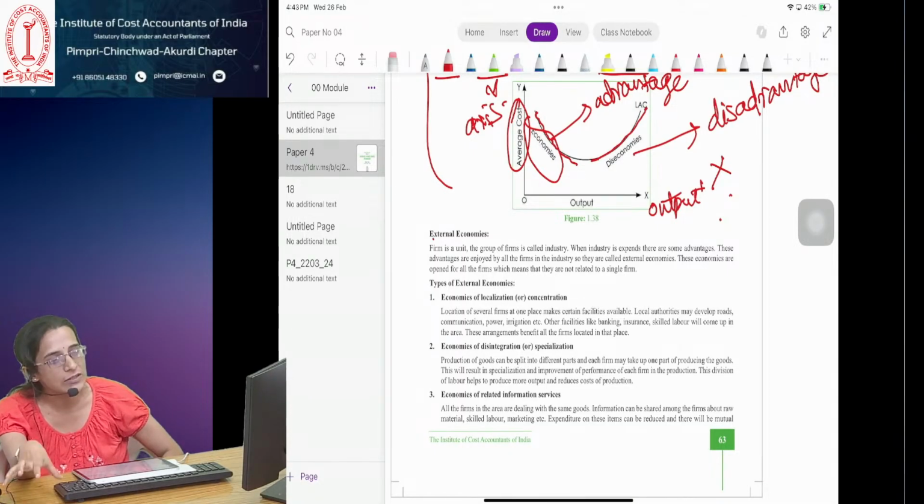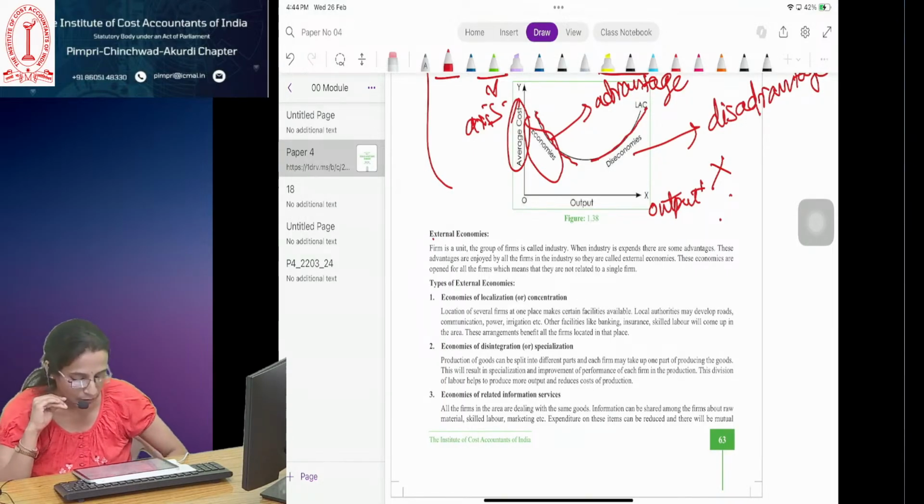So if these firms concentrate, all automobile producers concentrate in a particular area, that area will get developed transport facilities, bridges, electricity, proper other infrastructure facilities will be developed in that area. So every industry, every organization, automobile producer will get benefit, right? That only. Location of several firms at one place makes certain facilities available.